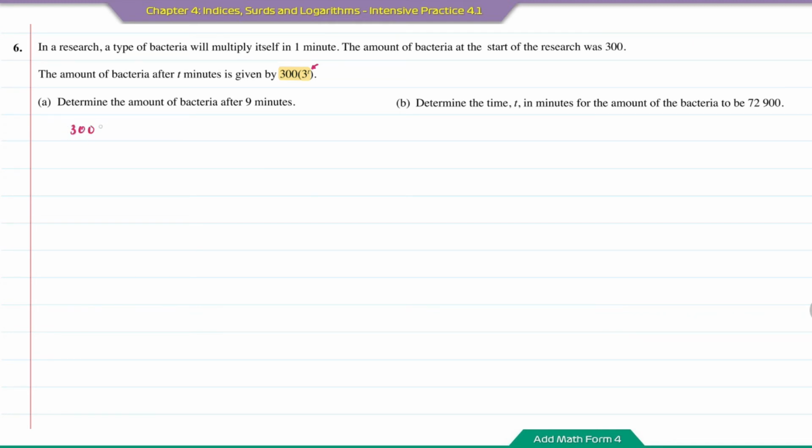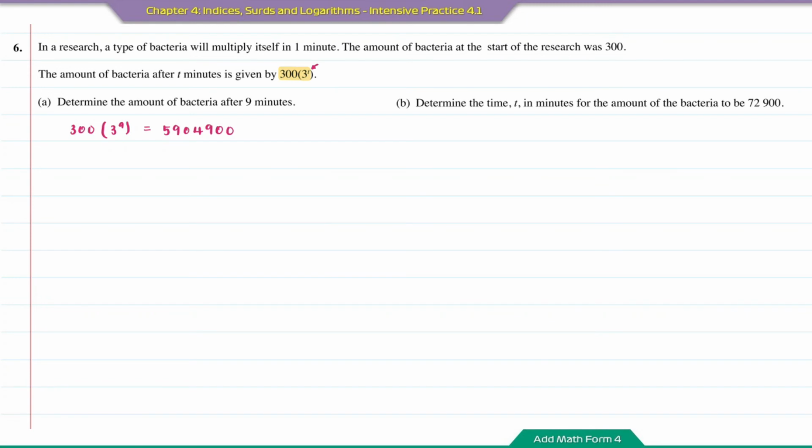So 300 bracket 3 to the power of 9. So solve this using your calculator. So you'll find the answer is 5,904,900. So that is the amount of bacteria after 9 minutes.